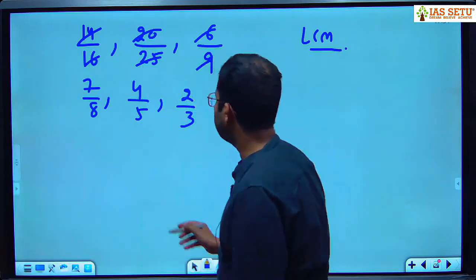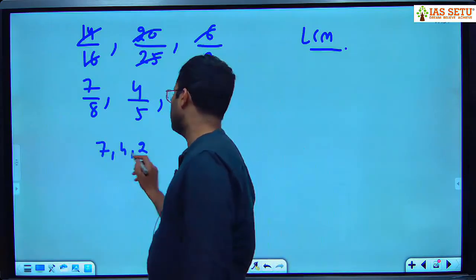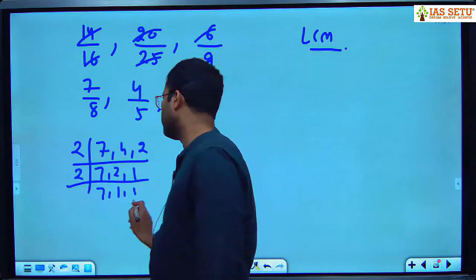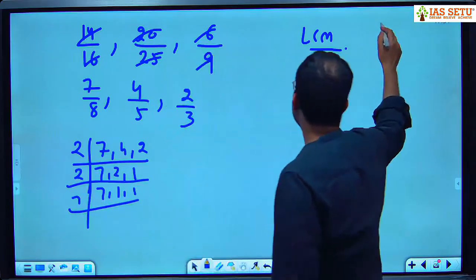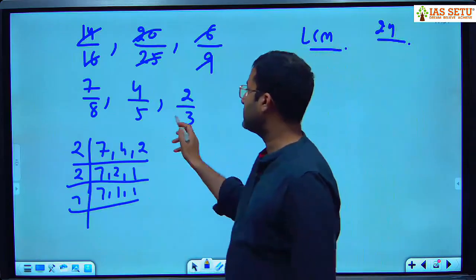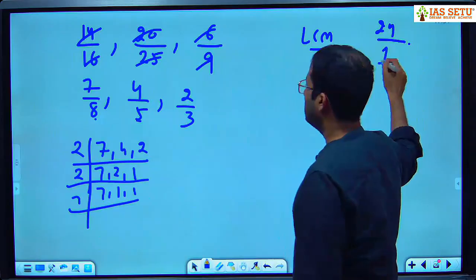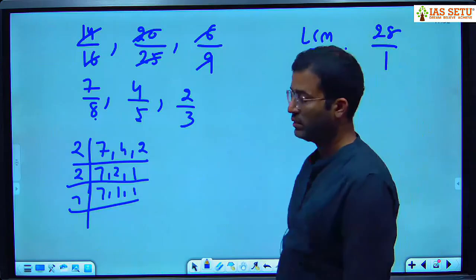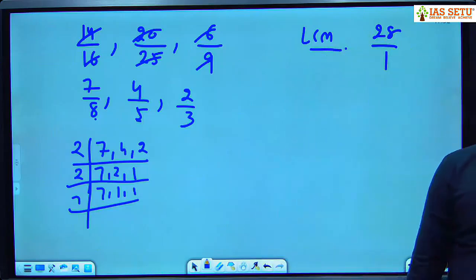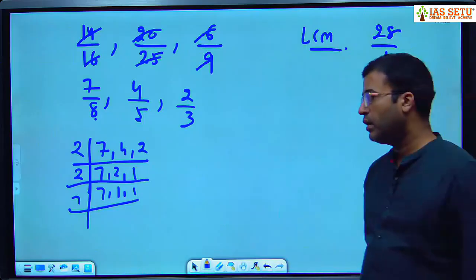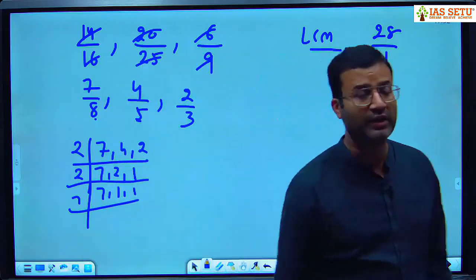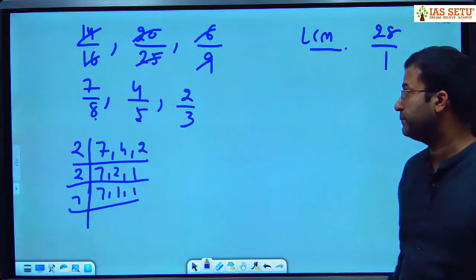So what is LCM of 7, 4, 2? Take 2 common, 7, 2, 1. Take 2 common, 7, 1, 1, 7, 28. So LCM is 28. What is HCF of 3, 5, 8? It is 1. Sorry, 28. My mistake. 28 upon 1. Okay. Any doubt? Type 1, type 2. Simple ही तो है. Type 1 is you have to find LCM of 2, 3, 4 numbers. Type 2 is you have to find LCM of fraction.